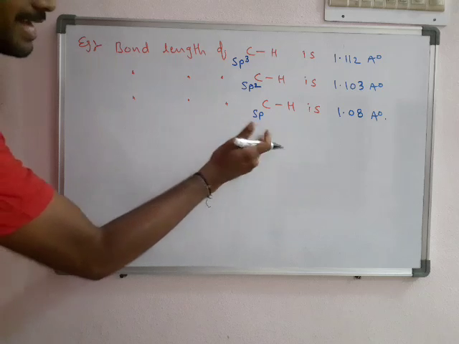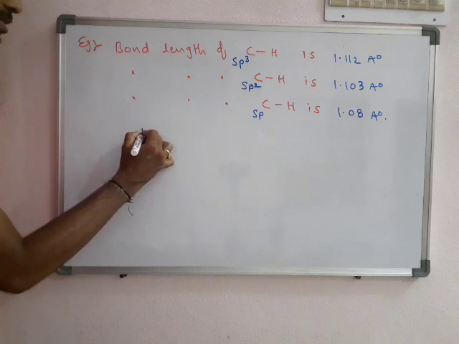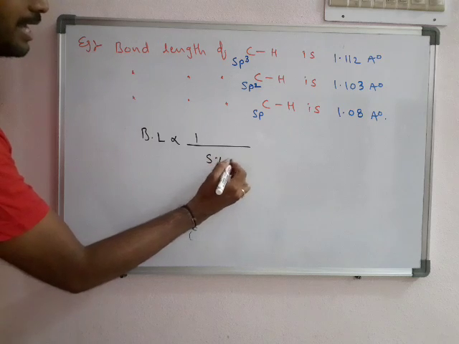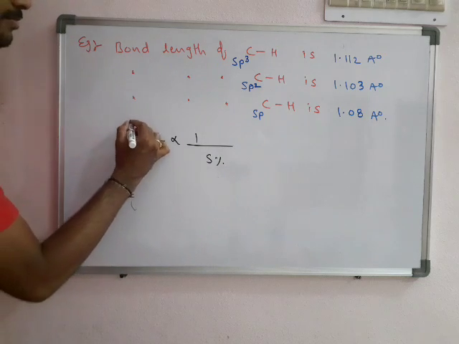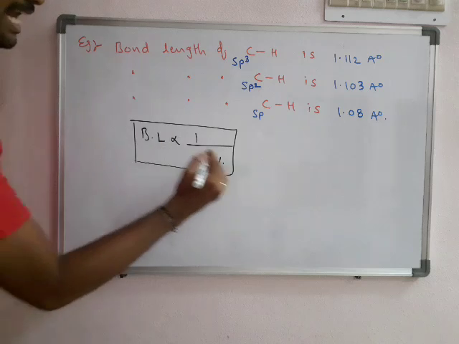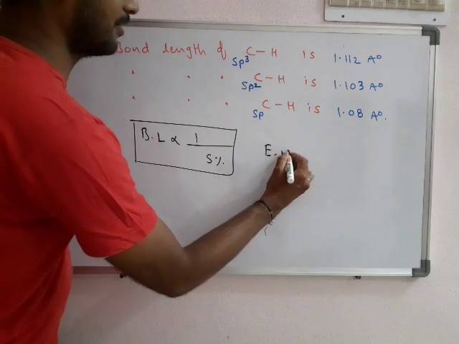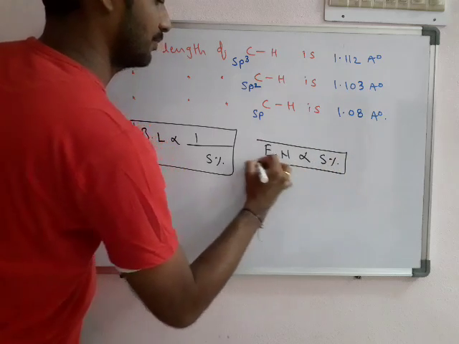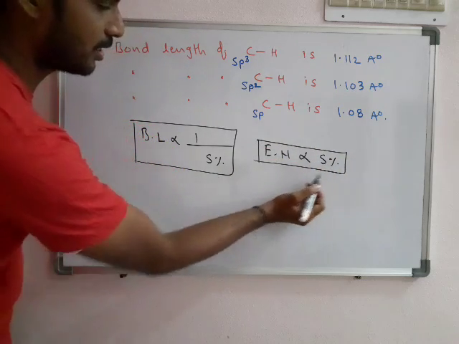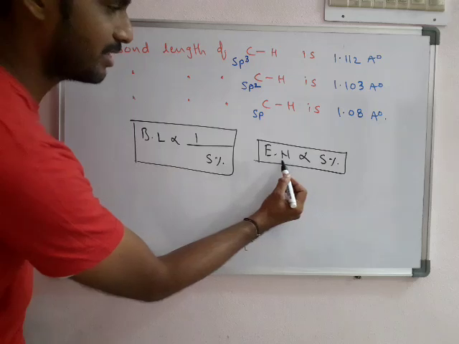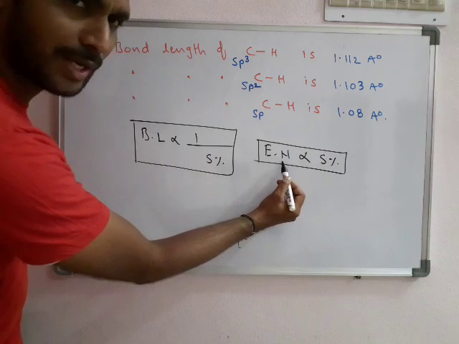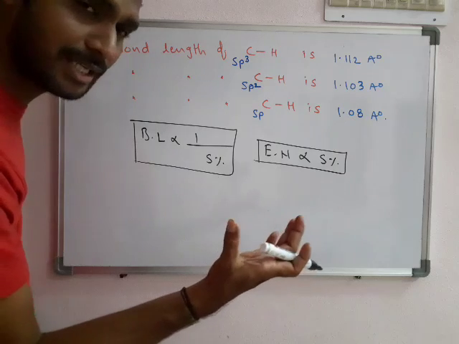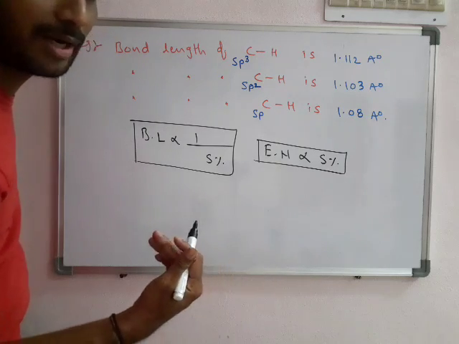So we can say the bond length is inversely proportional to s percentage. And the electronegativity of that carbon is directly proportional to s percentage. As s percentage increases, electronegativity increases. Electronegativity increasing means attraction power increases, the atoms come close together, and therefore bond length decreases.